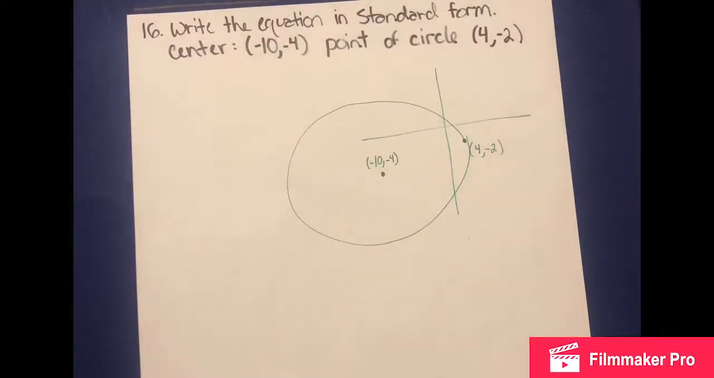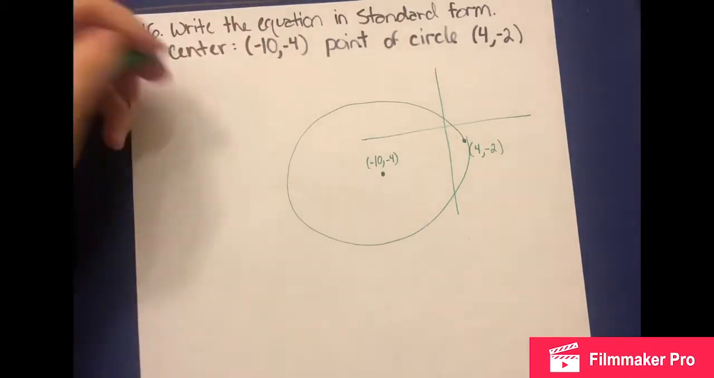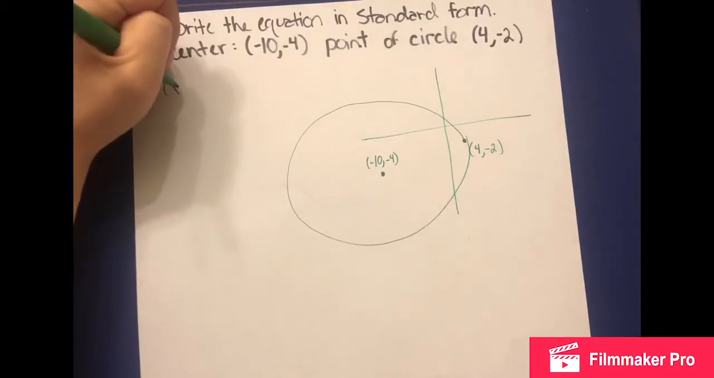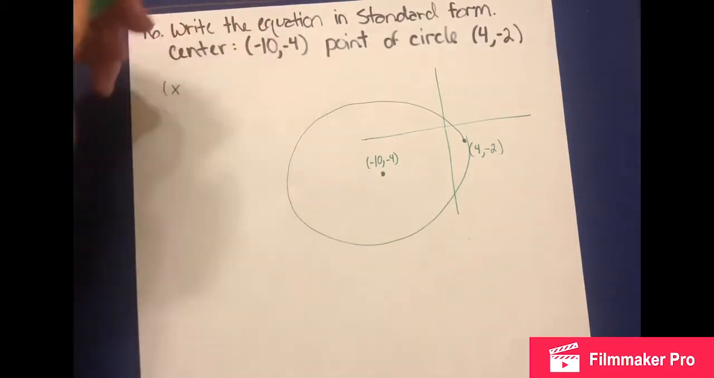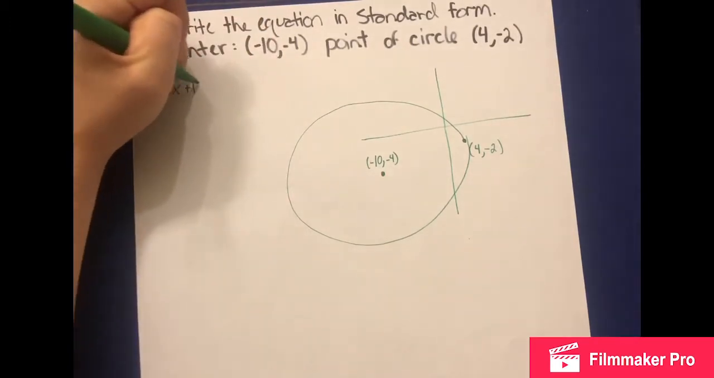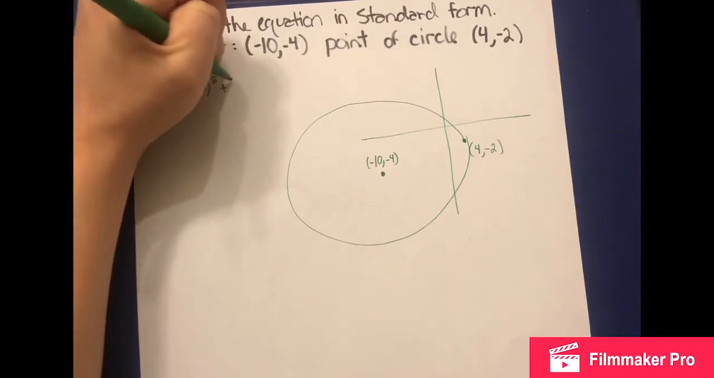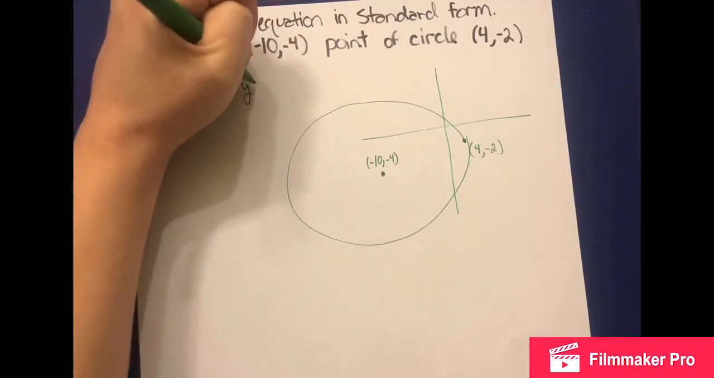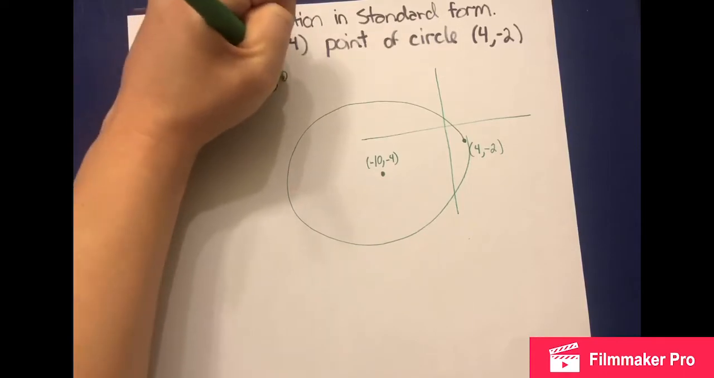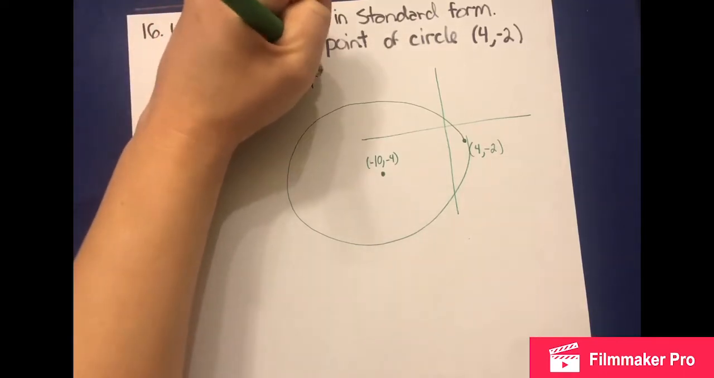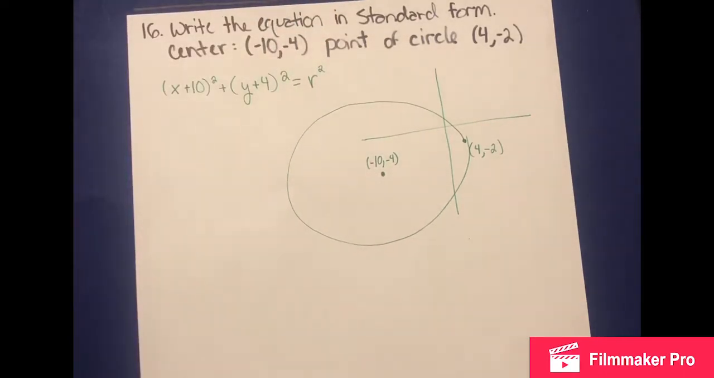Okay, so we have to write the equation in standard form. That requires two things: the center and the radius. We already have the center. So technically, I can already write x, use the opposite sign, so x + 10 squared plus y, opposite sign, squared equals, we don't have a radius squared, so I'm just going to leave that.